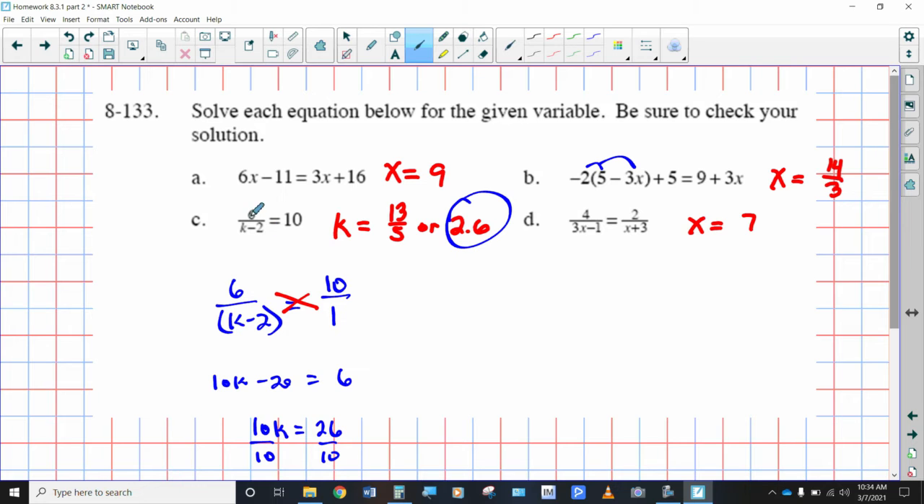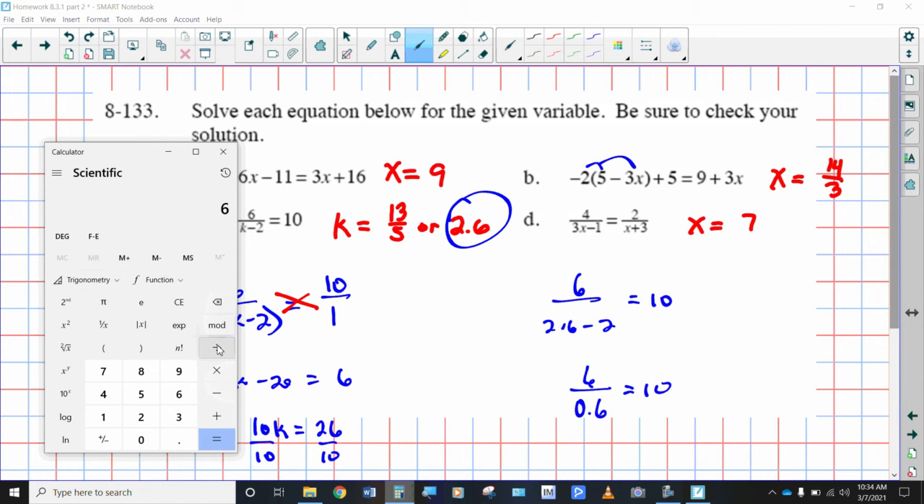Now I'm curious. 6 divided by 2.6 minus 2. 2.6 minus 2 is going to be 0.6. So is 6 divided by 0.6 equal to 10? I think it is. Let's check. 6 divided by 0.6 is equal to 10. So that proves our solution is correct. So you always want to check these. Oh, I should probably do D as well, shouldn't I?